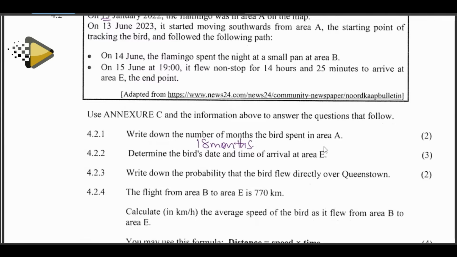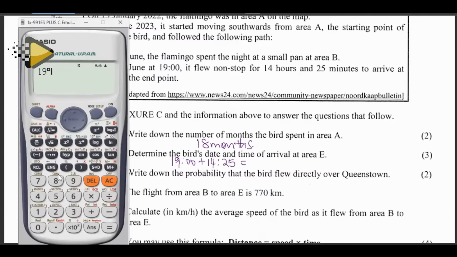Together? So determine the bird's date and time of arrival in E. Now, if it flies for 14 hours from 19 hours, so we're going to add 19 hours plus the 14 hours 25 minutes. When we add them up, you will see that we get a weird number, but don't worry.